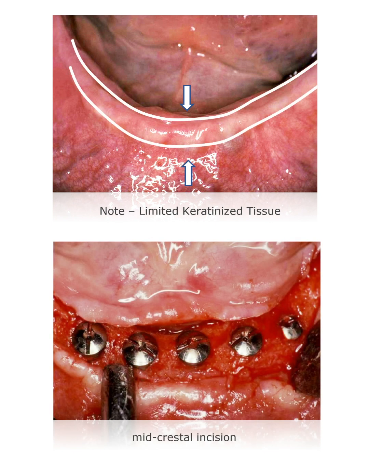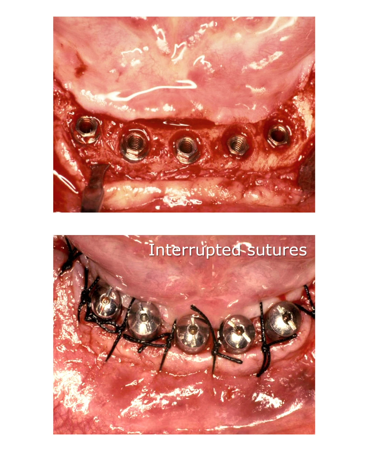This is an old case. This actually is one of my first edentulous mandibles, and I did this case back in 1988, where we made a mid-crestal incision. We exposed Brandenburg implants. These were the original Brandenburg implants. And as you can see on the right, we have equal amounts of keratinized tissue on both sides. Back then, you can see the external hex Brandenburg implants.